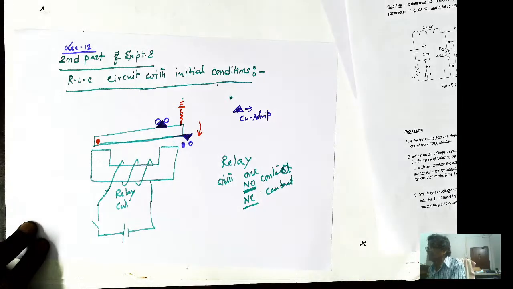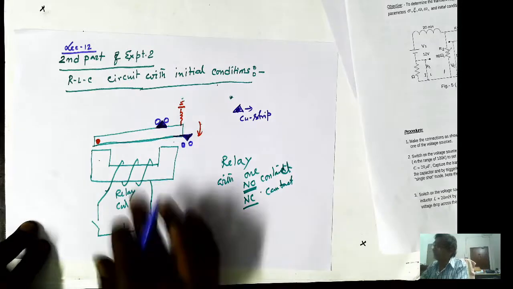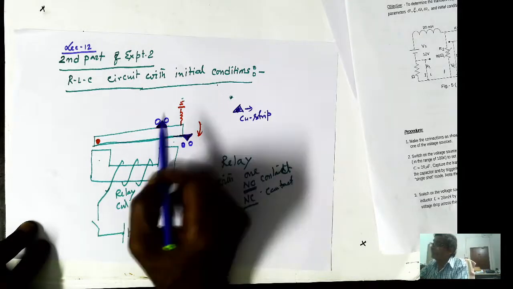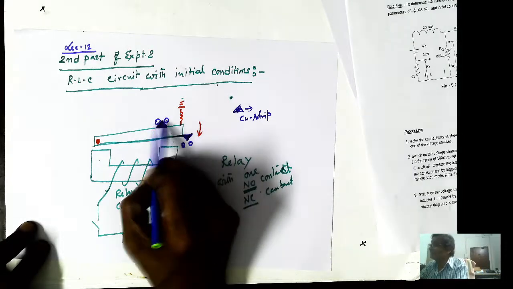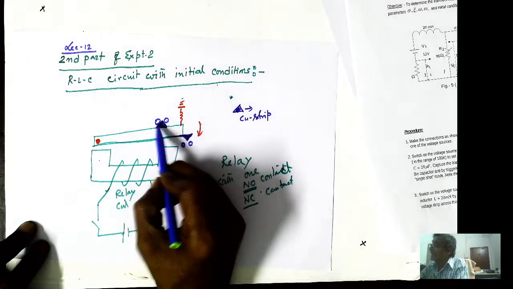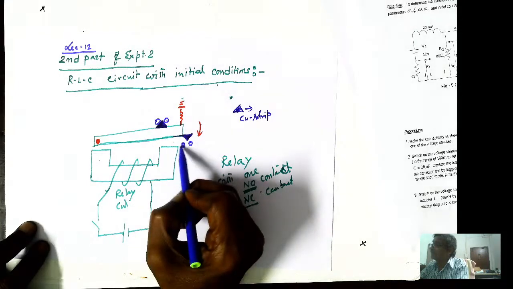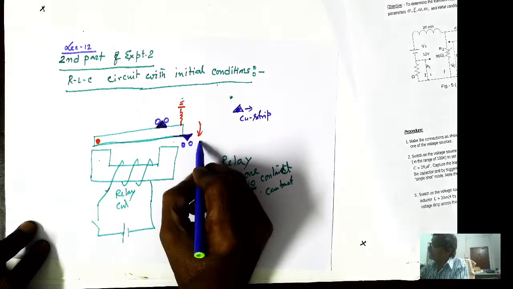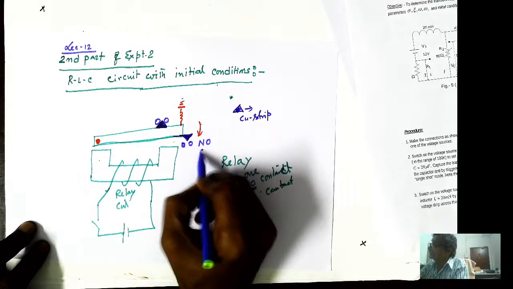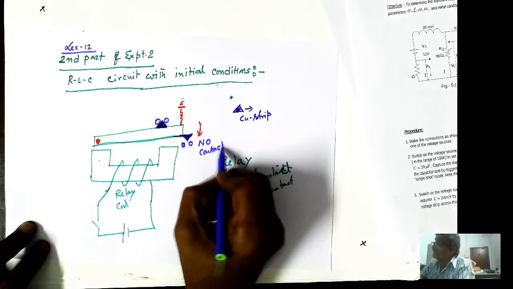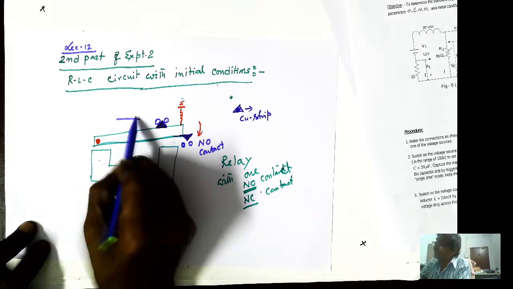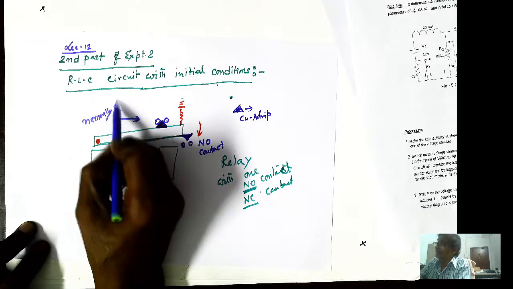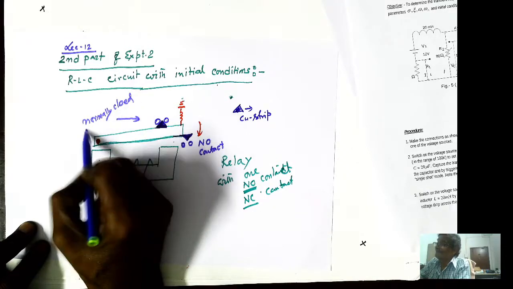Now the thing is, when the relay coil is not energized, that is, this switch is opened, these two points will get shorted via this copper strip, and these two are open circuited. So that is why it is called a normally open contact. And this is a normally closed contact. Clear?